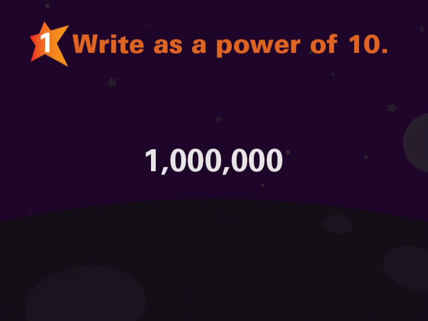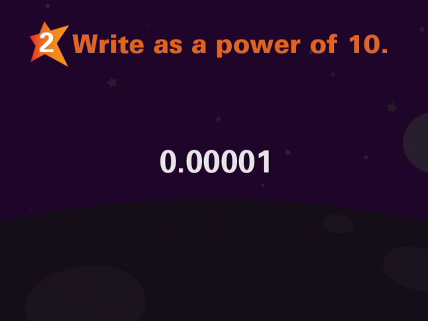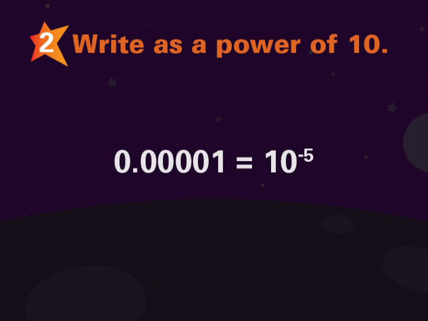In problem 1 of your lesson notes, write 1,000,000 as a power of 10. There are 6 zeros, so 1,000,000 is 10 to the 6th power. In problem 2 of your lesson notes, write 1/100,000th as a power of 10. The 1 is in the 5th decimal place, so the exponent is -5. 10 to the -5th power. Correct.